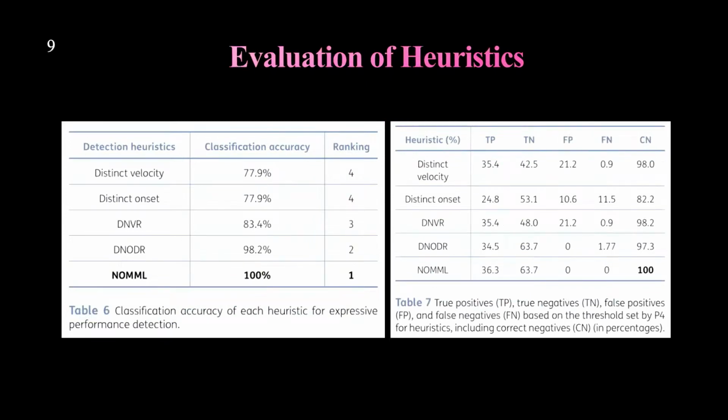Tables 6 and 7 summarize our evaluation. NOMML outperformed all other heuristics, achieving 100% classification accuracy. It also achieved a perfect correct negative rate, meaning it reliably distinguished non-expressive from expressive tracks.